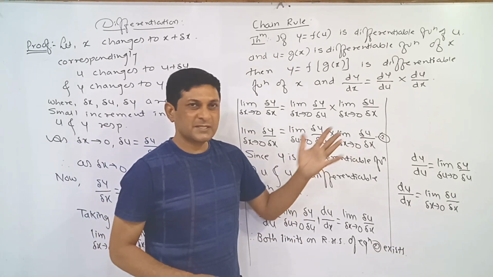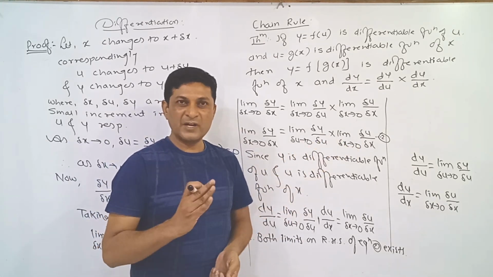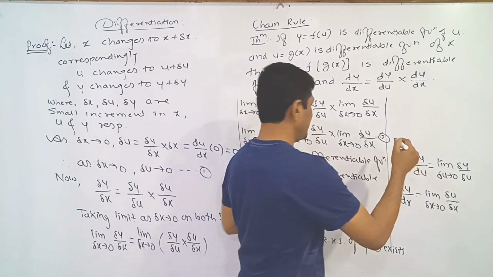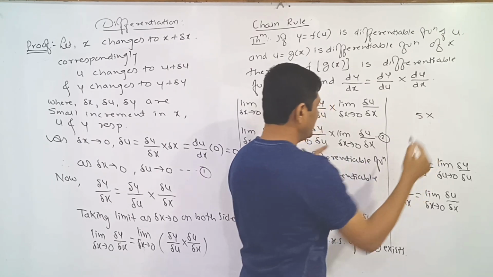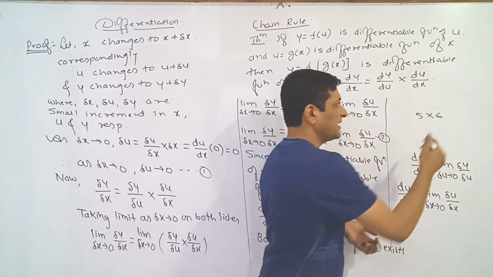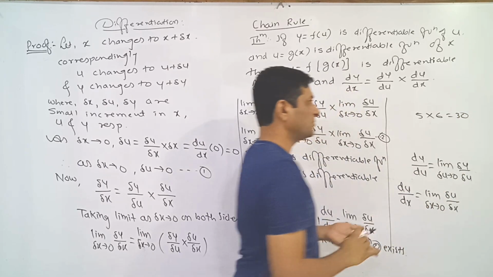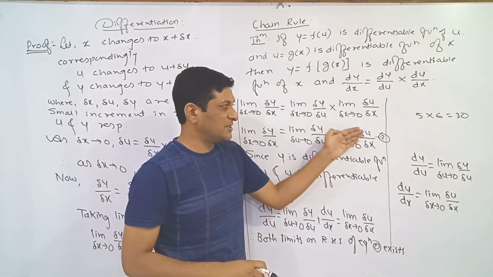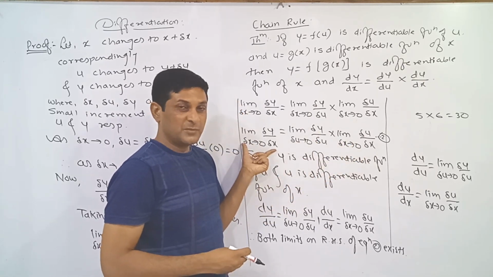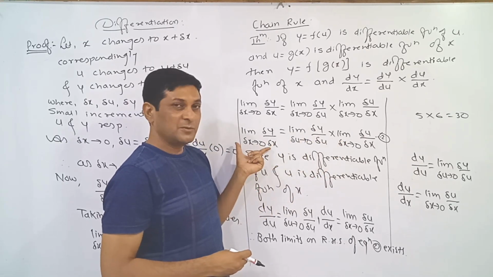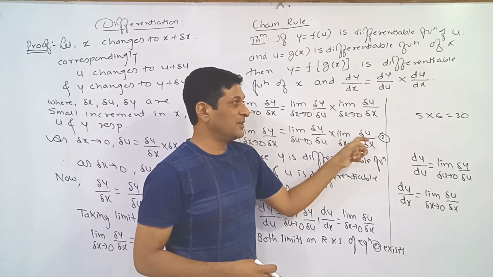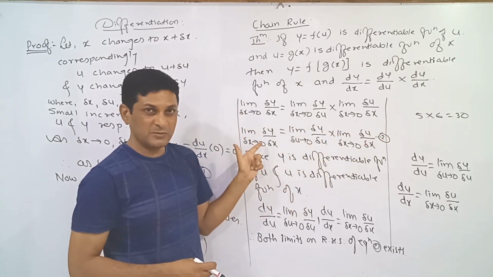So if both the limits exist, it means what? We are getting one real number which is the limit of that function. Suppose, for simplicity, that the limit of the first function is say 5 and the limit of the second function is say 6. This is our supposition. So what multiplication are we getting here? 5 into 6 is 30. If we suppose that this value is 5 and this value is 6, then 5 into 6 will be 30. 30 will be the value of this limit.